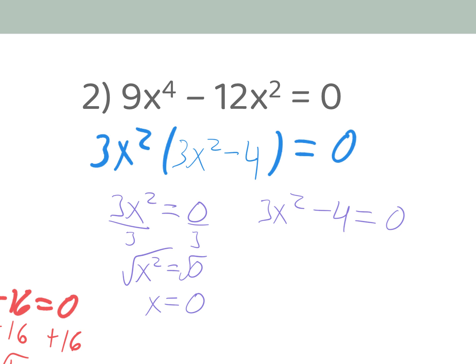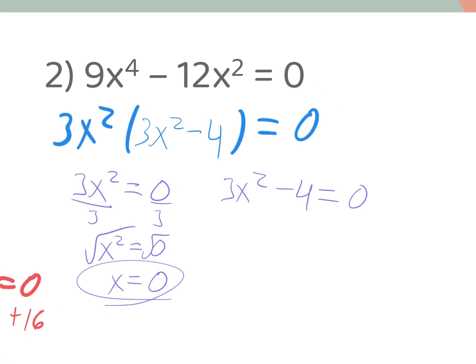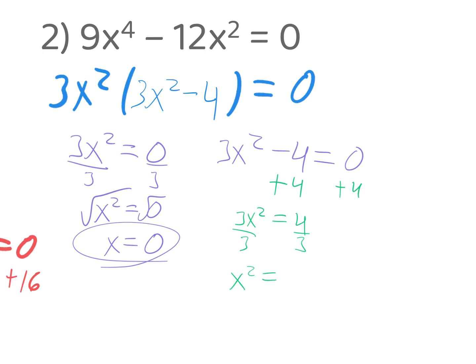Right, so to get this 0, we had to square root. So this accounts for 2 of our answers. And then to solve the other one, right, we just want to get the x squared by itself, so we want to add 4 on both sides. We get 3x squared equals 4. And now you can divide 3 on both sides. And we get x squared equals 4/3. And now we square root both sides.